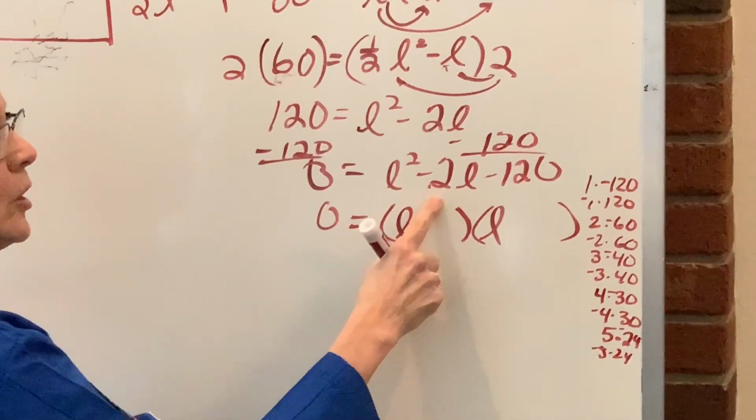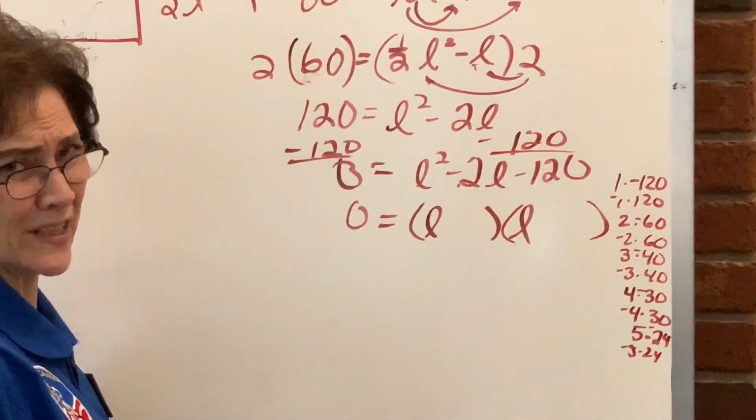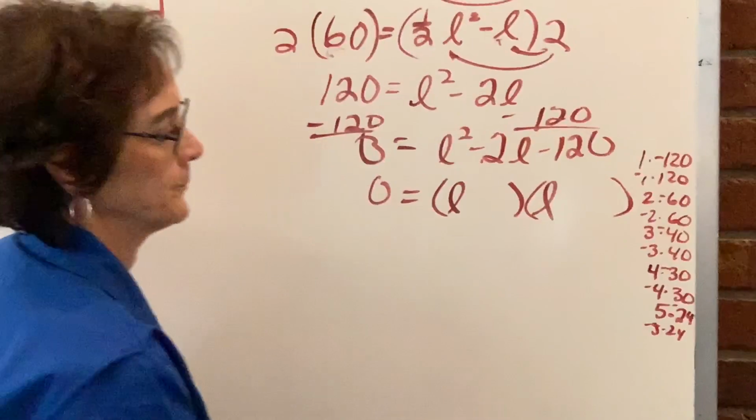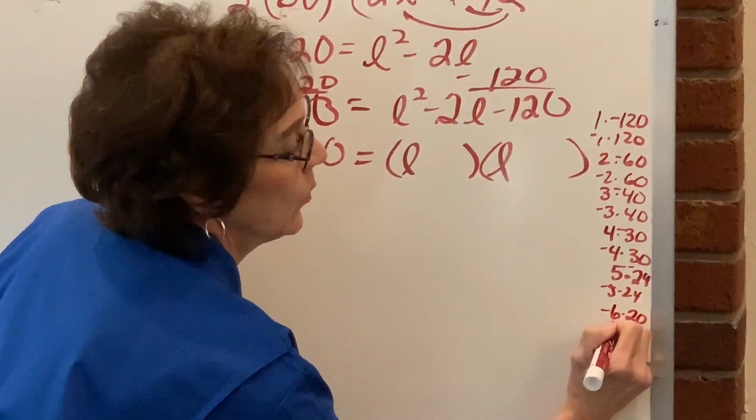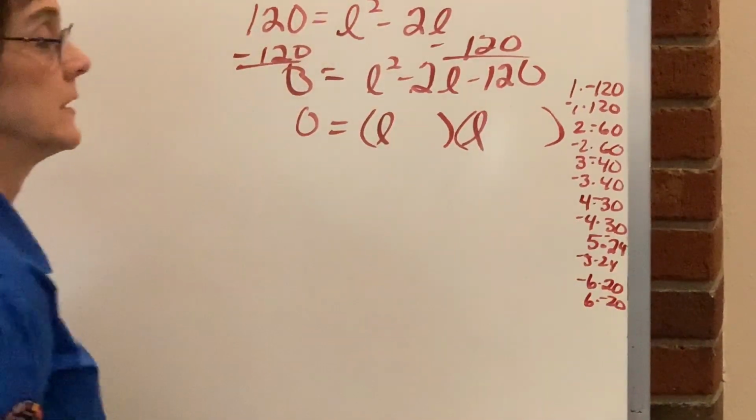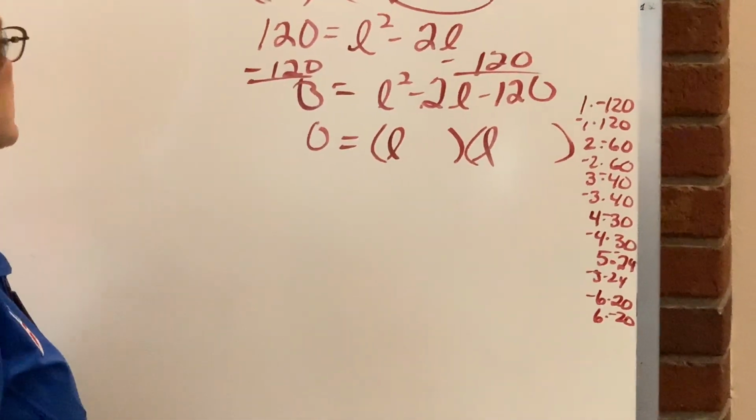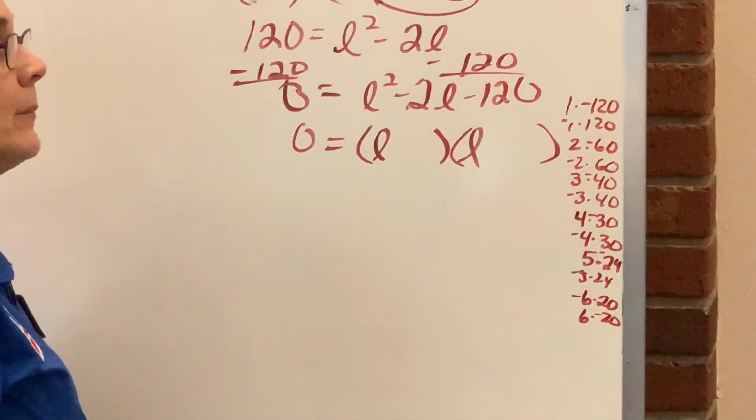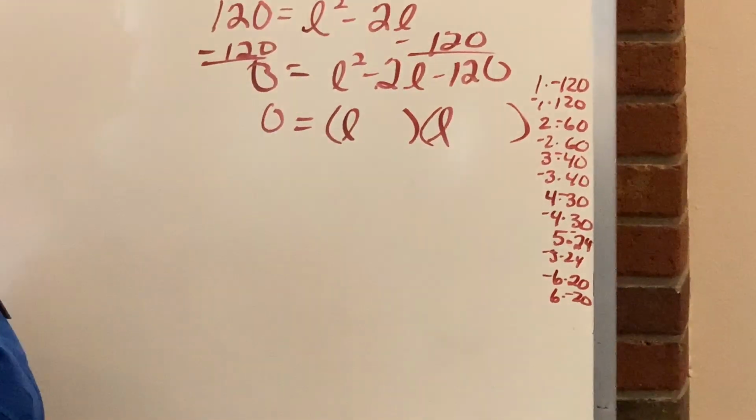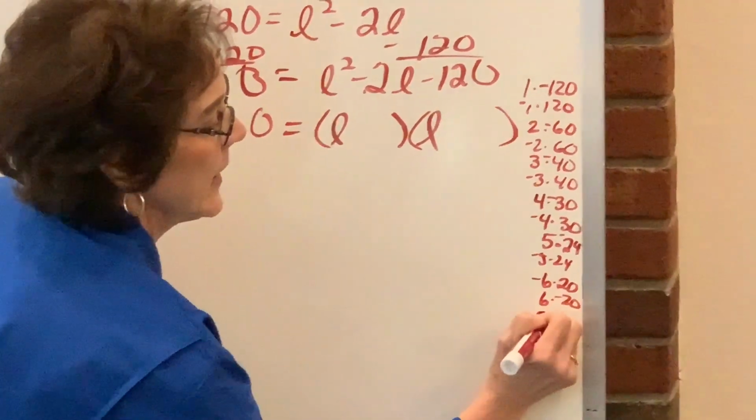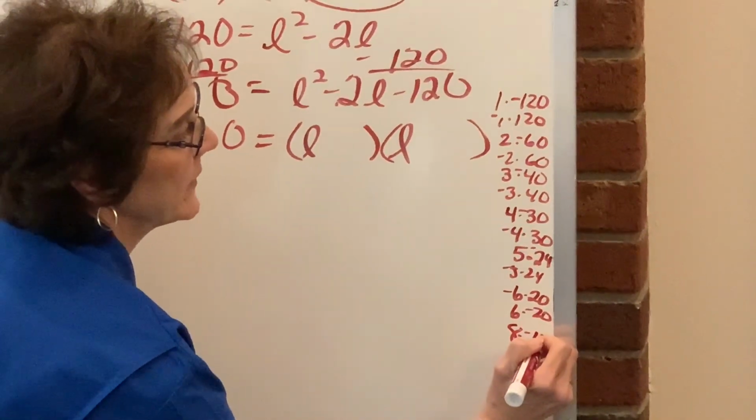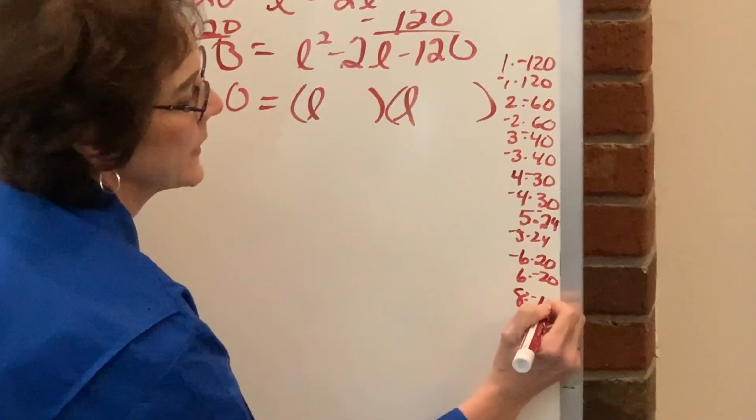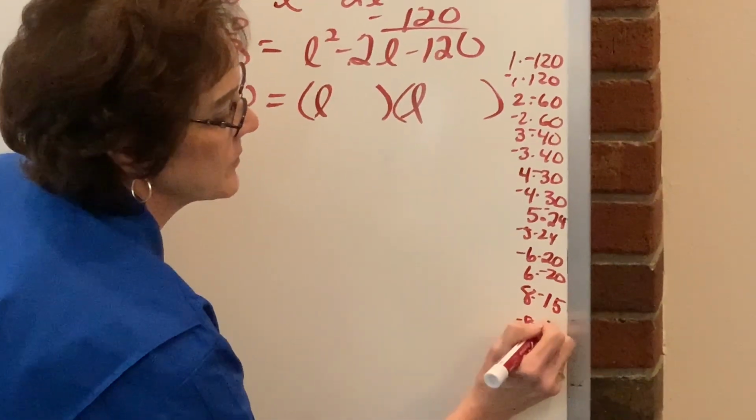Still, we got to get them closer together. We need those inners and outers to add up to -2. So -6 times 20, or 6 times -20. 7 doesn't go in there. How about 8? Yep, 8 goes in. 8 times what would that be? 15? Yeah, 15, or -8 times 15.